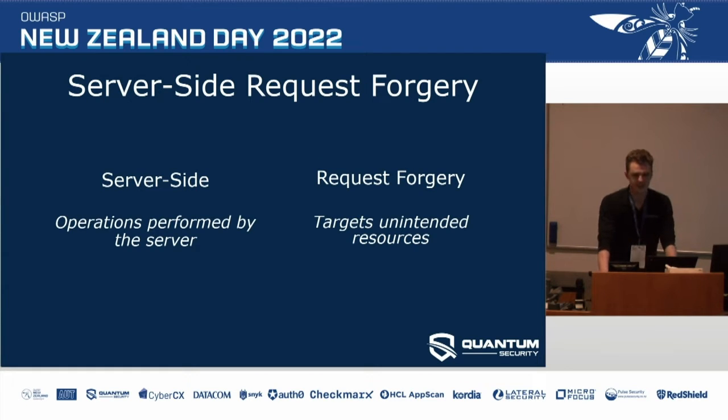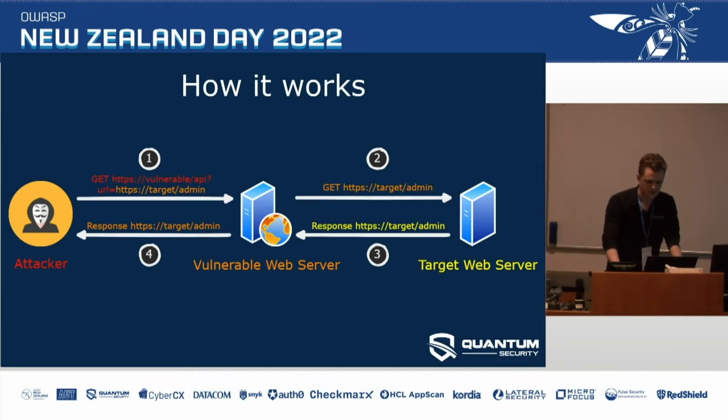Nice and easy, 2 different parts. Server side, something that the server does. Request forgery targets something from an unintended resource. In the simplest form, it can work in 4 simple steps. An attacker finds the vulnerable web server, and you can tell that it's vulnerable if there's something like a parameter. In this case, we've got URL under step 1, and there's a URL in the parameter.